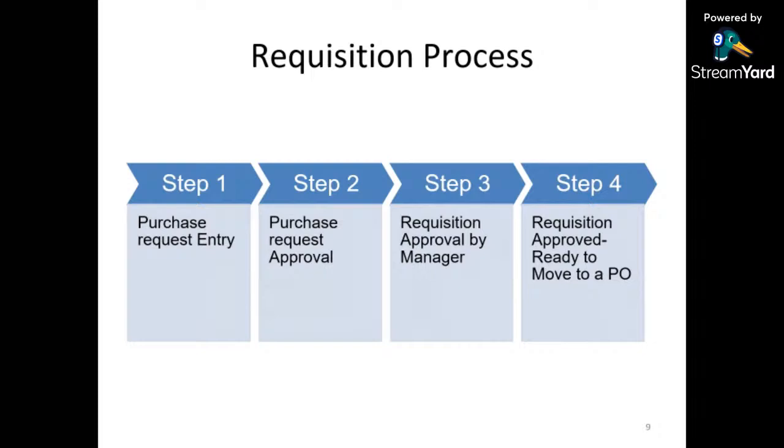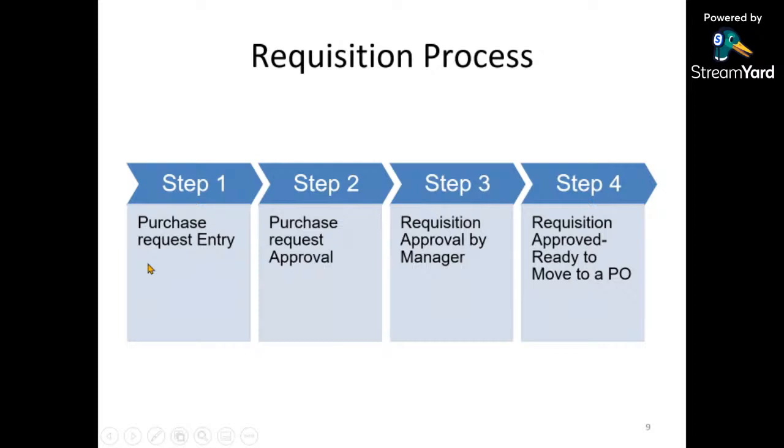Moving on, let's talk about the procure to pay cycle. I'm actually starting the procure to pay cycle now. The first step is called a requisition. So what is a requisition? Requisition is a formal need of a material in a company. There will be a 4-step process in any organization.